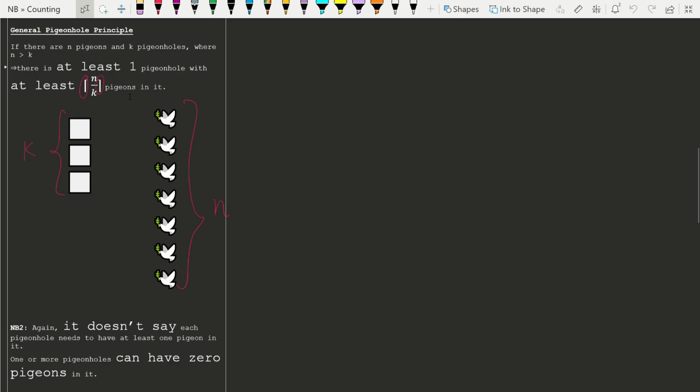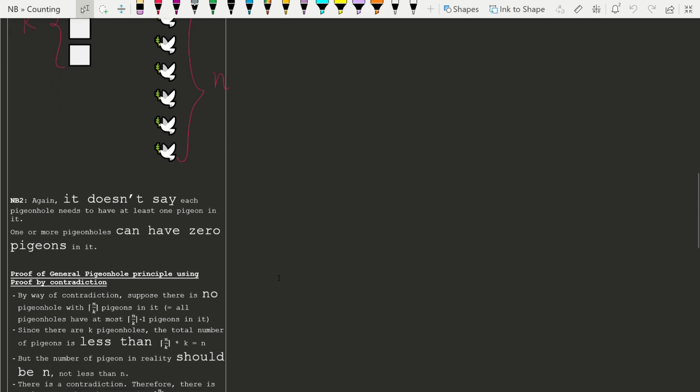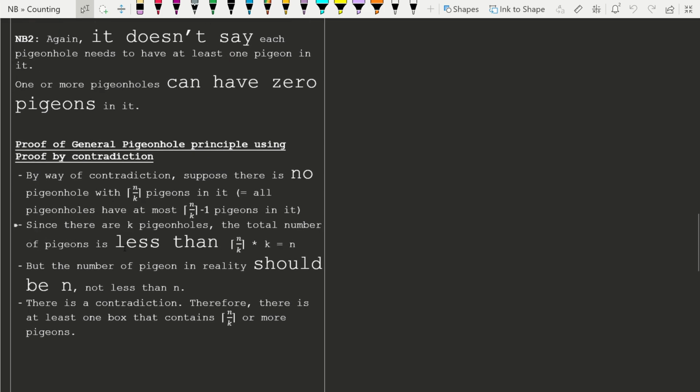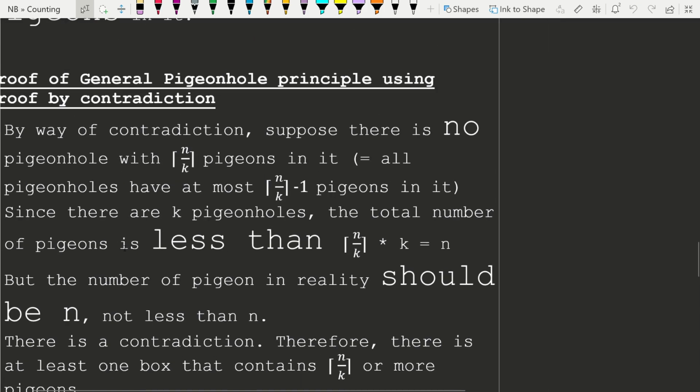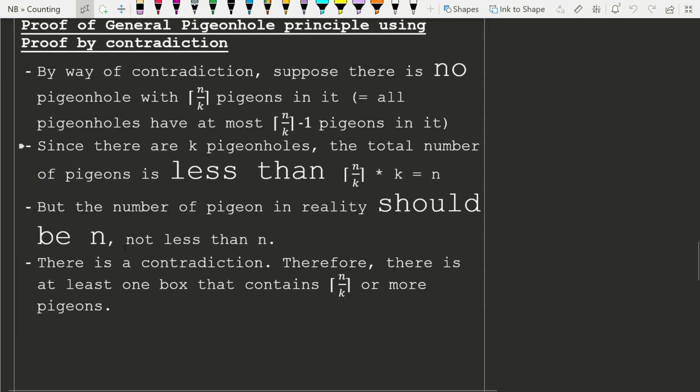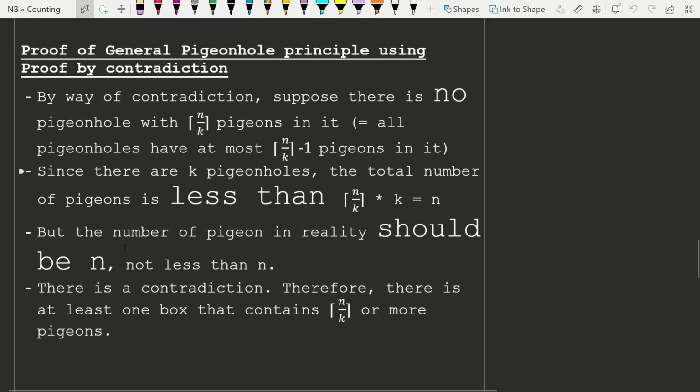Again, it does not say that each pigeonhole needs to have at least one pigeon in it. So there can be pigeonholes with 0 pigeons in them. All right? The proof of the general pigeonhole principle is similar to the one above. I'll just read it out loud.